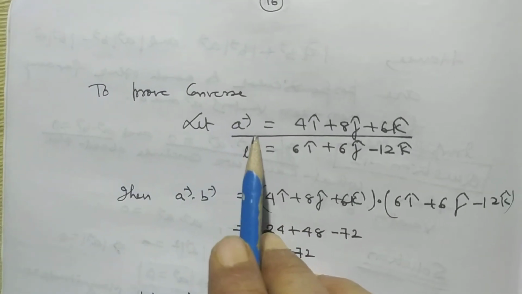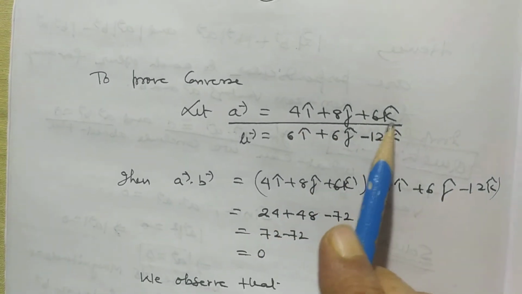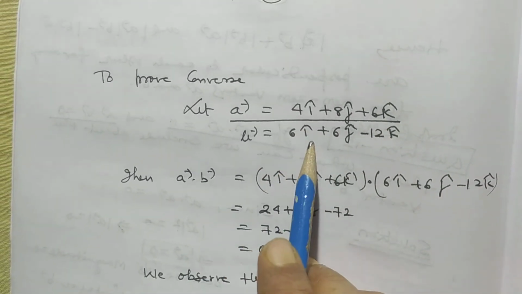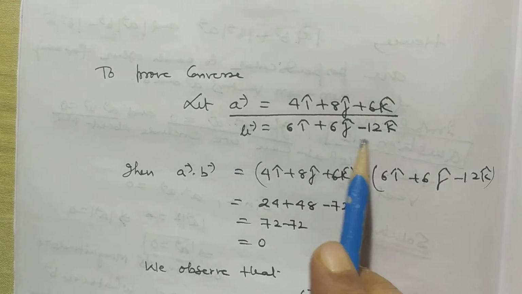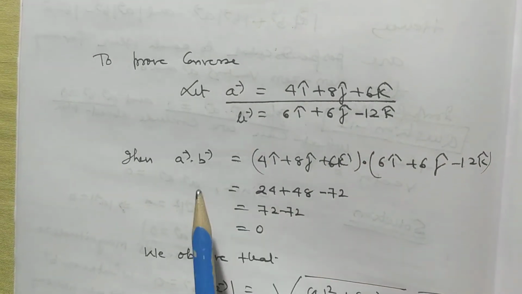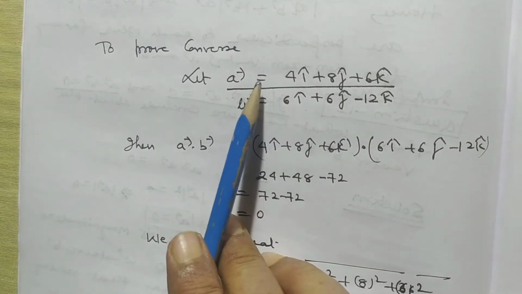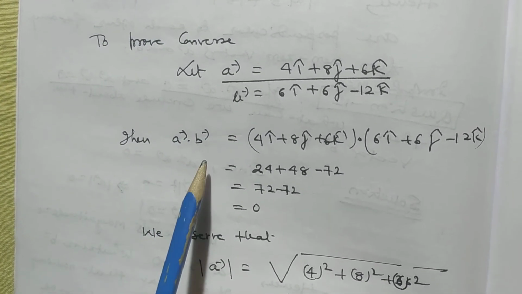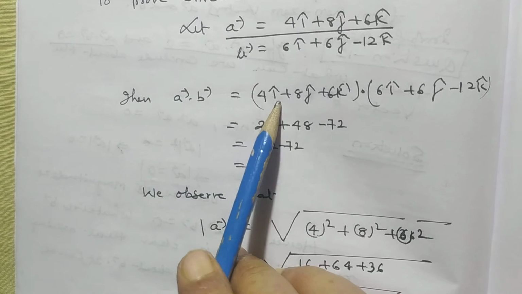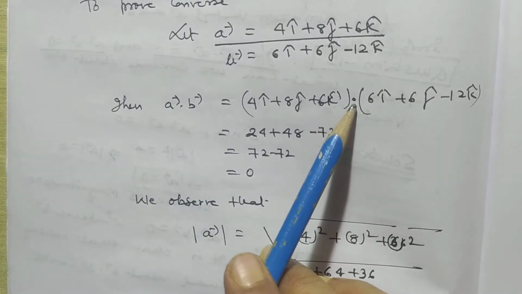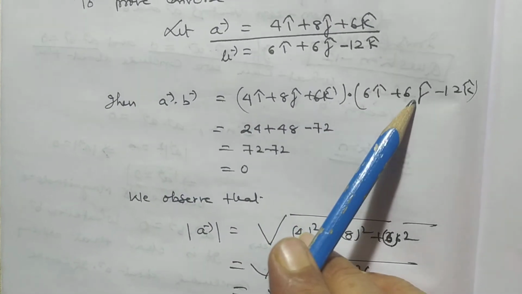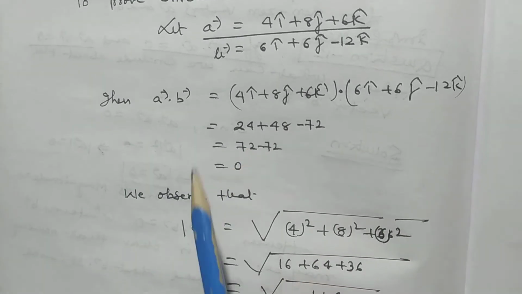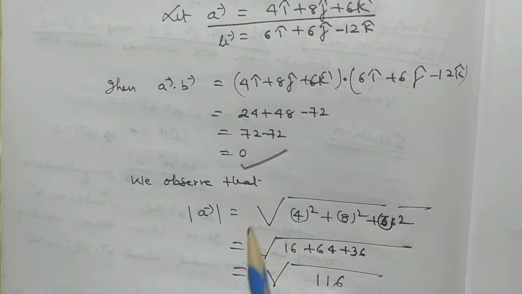Now, to prove the converse, let vector A be equal to 4i plus 8j plus 6k and vector B be equal to 6i plus 6j minus 12k. What do we observe? We observe that neither vector A is equal to 0 nor vector B is equal to 0. But we take its dot product: 4i plus 8j plus 6k dot product with 6i plus 6j minus 12k, and it will be 0 after simplifying.